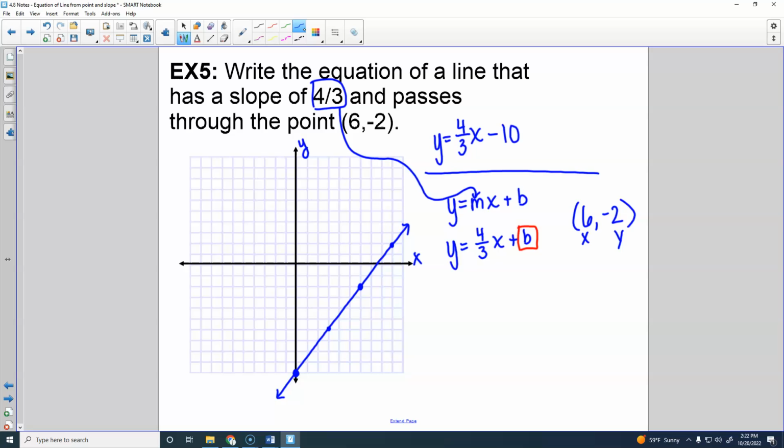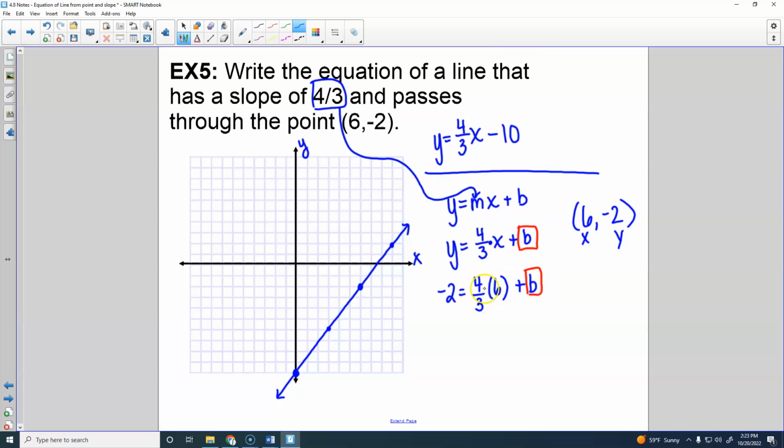All right, so we are going to put, right here for the y, negative 2 equals 4/3. For the x, we're going to put the 6 in parentheses because those two things right there are multiplied together. And we put our plus b. Remember, b is what we want to find. We need to know the y-intercept, right? So I've got to solve this for b.